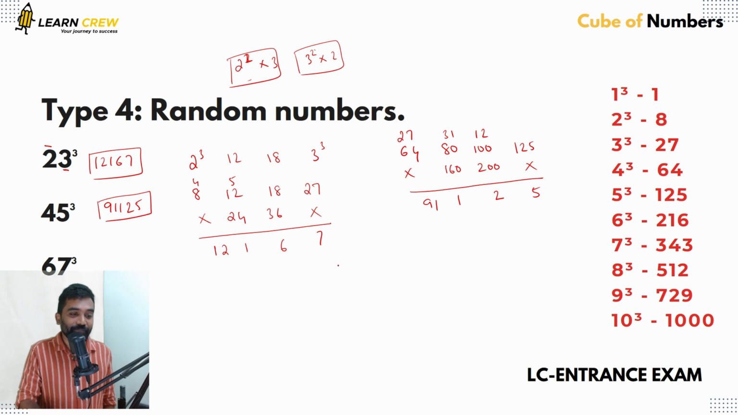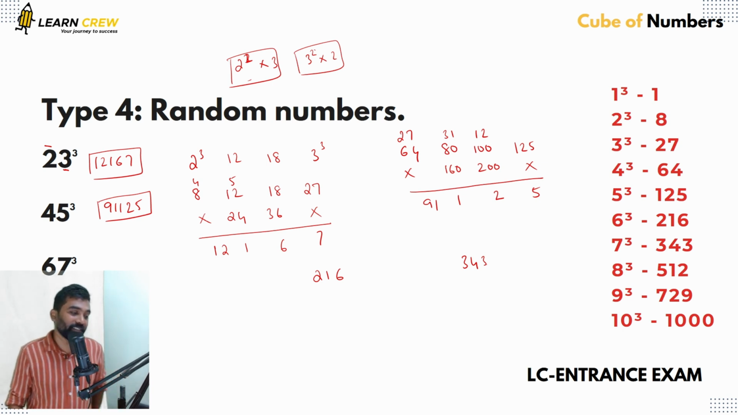Fine. Same way 67 cube, 6 cube is going to be 216, 7 cube is going to be 343, 6 square is going to be 36, 36 into 7. So 3 sevens are 21, 6 into 7 becomes 42, 21, 210 plus 42 becomes 252. This becomes 252. 7 square becomes 49.